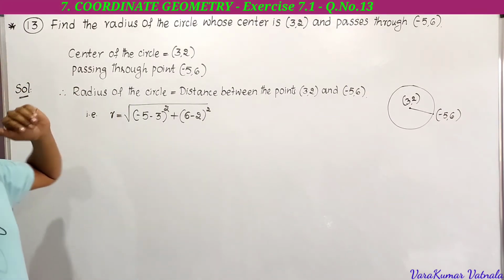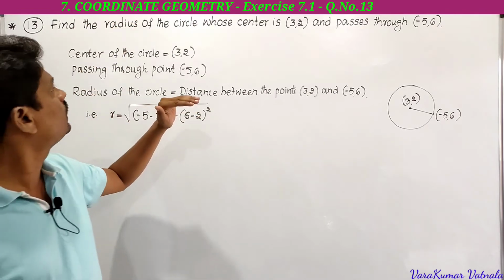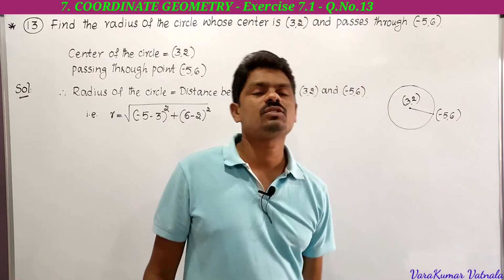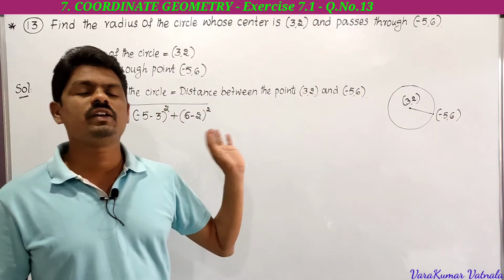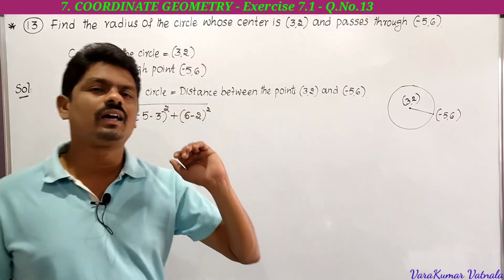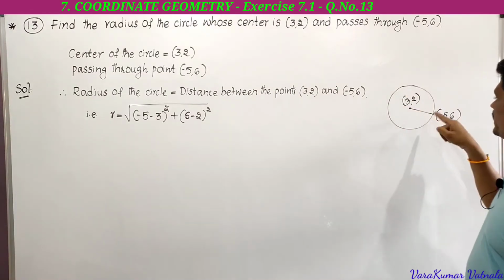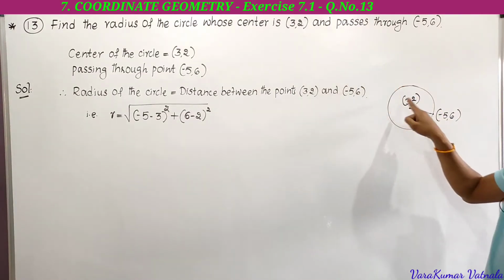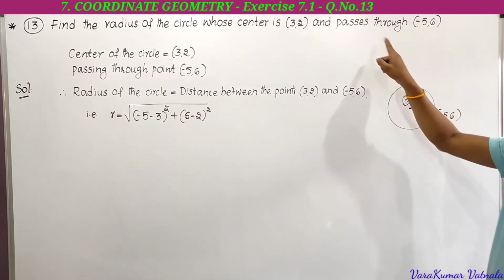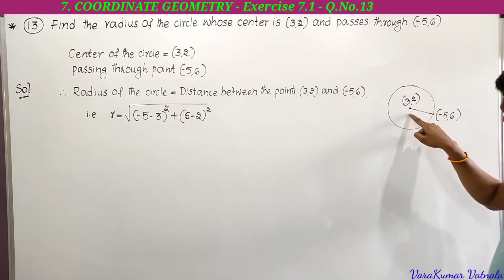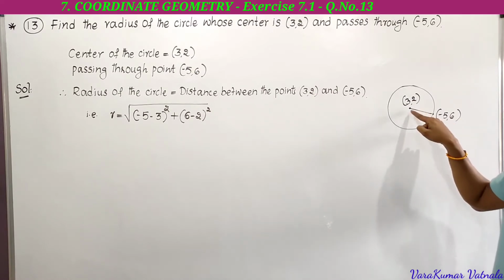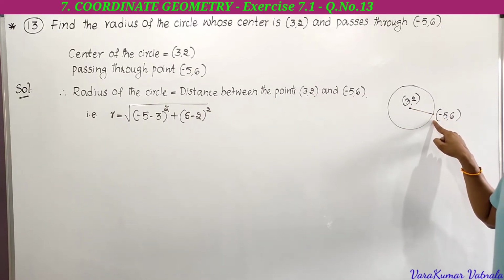So see here what he is asking. Find the radius of the circle whose center is (3, 2) and passes through (-5, 6). So he has given the center of the circle and the point it passes through. He is asking us to find the radius of the circle. Here radius is nothing but the distance between the center and the point it passes through. So the distance between these two becomes the radius of the circle.